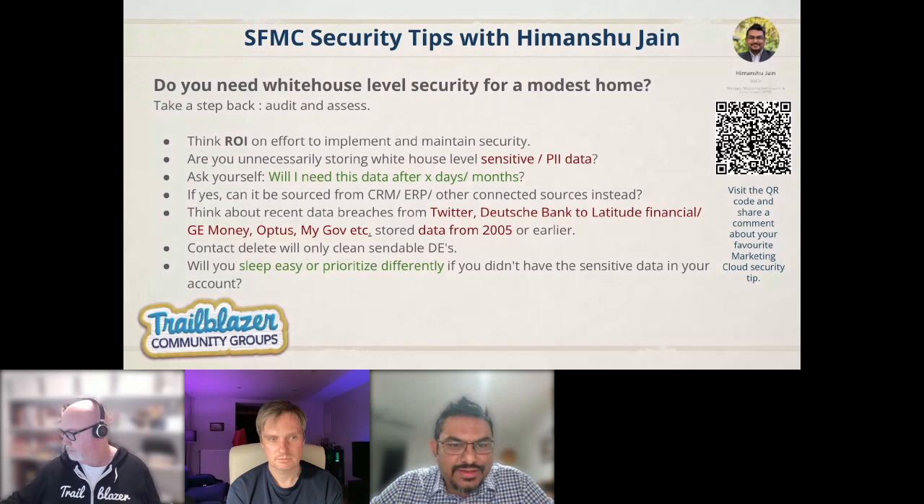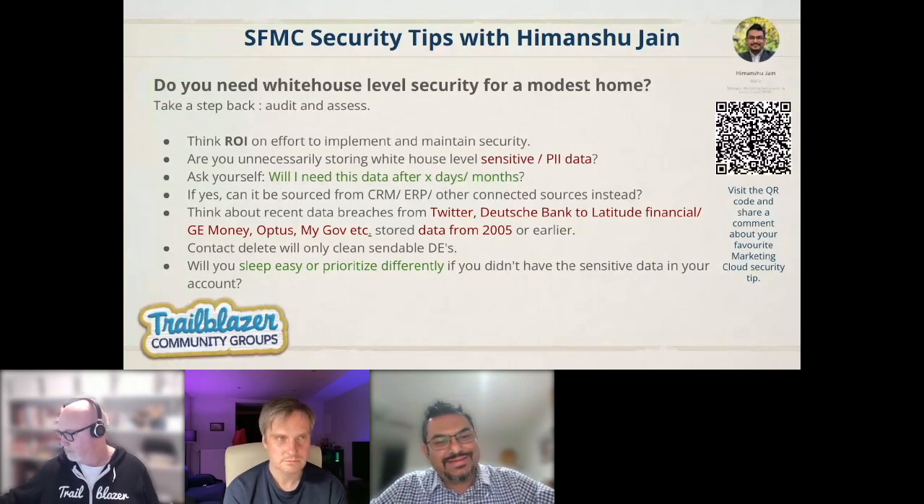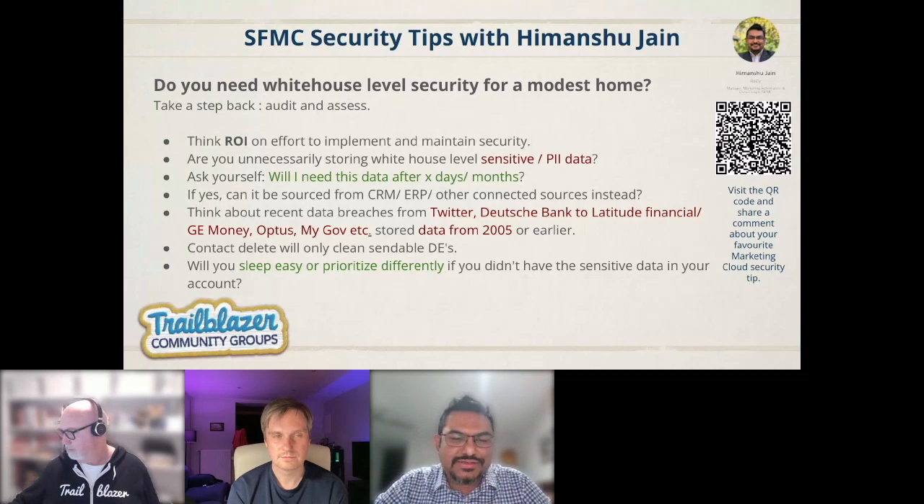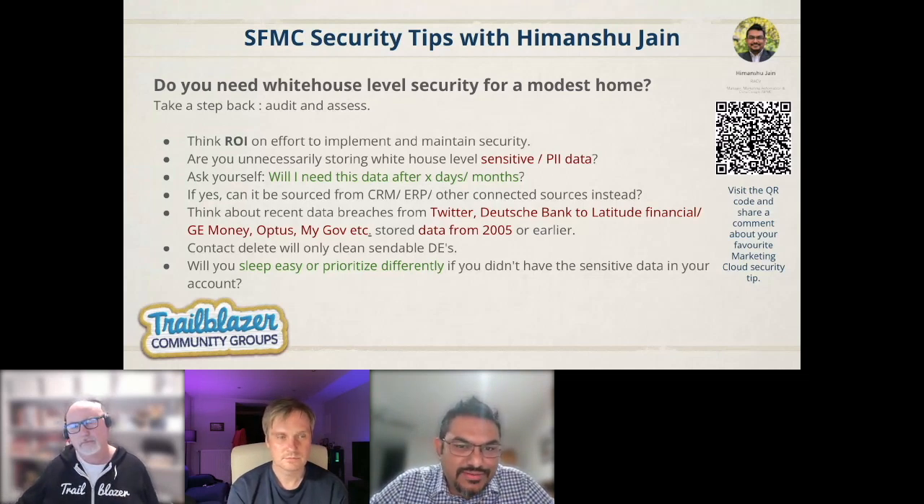Also, think about the data breaches that have happened in the recent past from Twitter, Deutsche Bank, Latitude Financial or G Money, to Optus or MyGov here in Australia. There have been data stored there from 2005 or before.